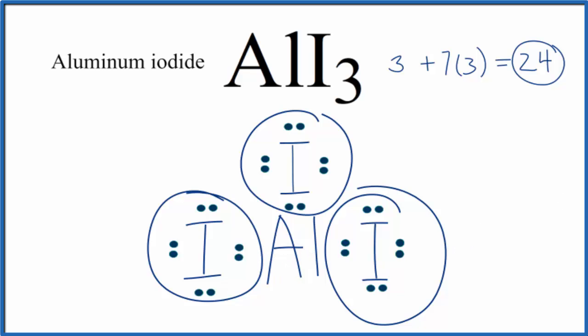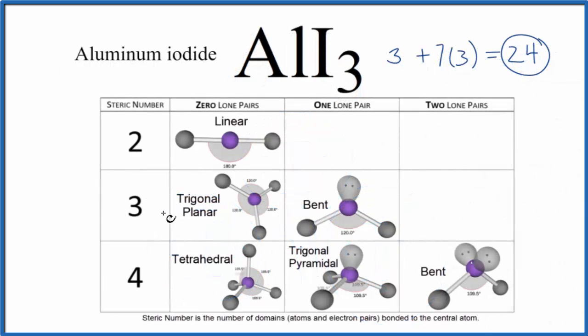So if we look at our chart here, we can see our steric number is 3. That's the 3 iodine atoms. And we have no lone pairs. So we're going to end up with this trigonal planar molecular geometry.